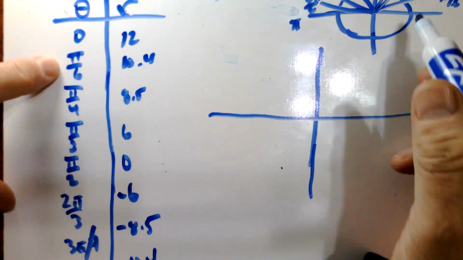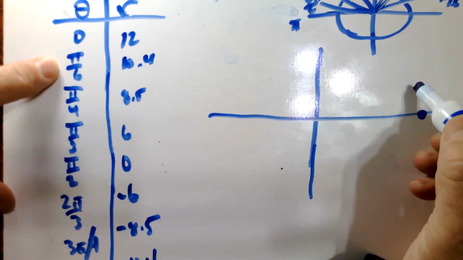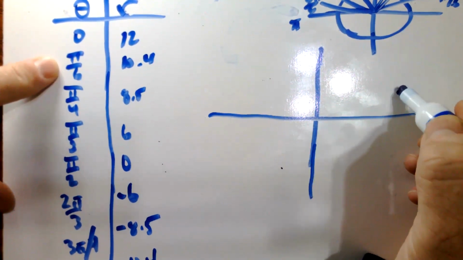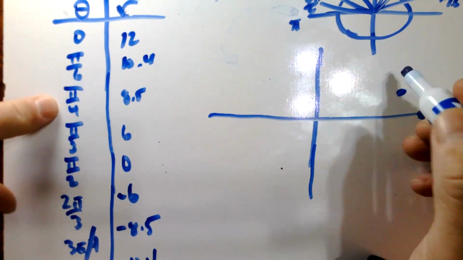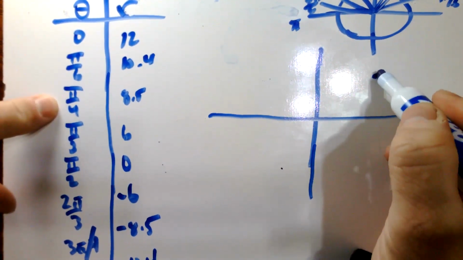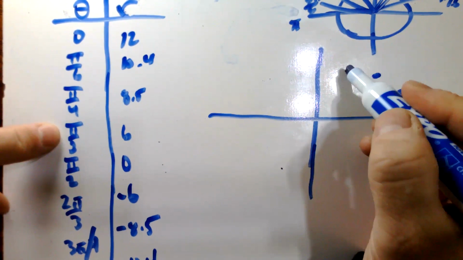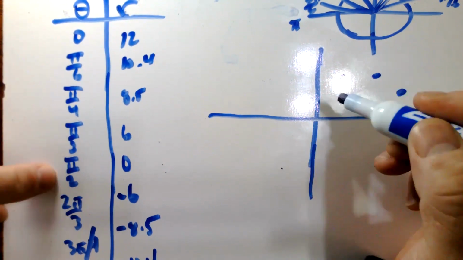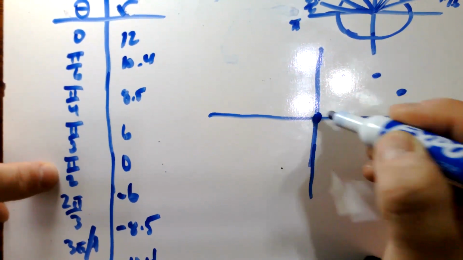Then at pi over 6, we're at 10.4, so it's a little bit less. At pi over 4, it's a little bit less. At pi over 3, it's a little bit less. And then at pi over 2, it's down here at 0.